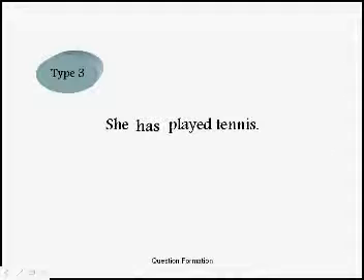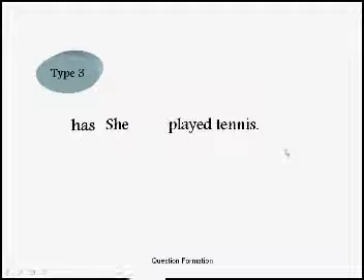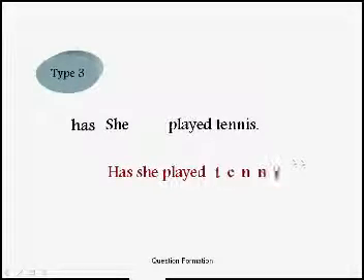Another sentence which is type 3, we have has and past participle. She has played tennis. Come on, think. What can we do in order to form a yes-no question? Just find the verb, put it before the subject, which is she, and it's going to be, has she played tennis? A yes-no question, of course.